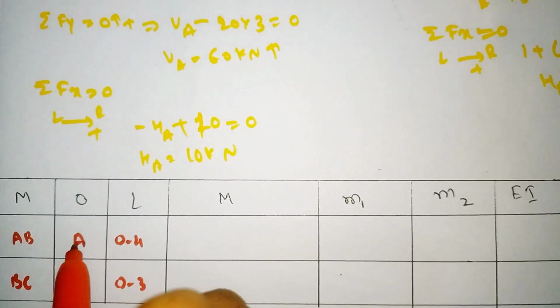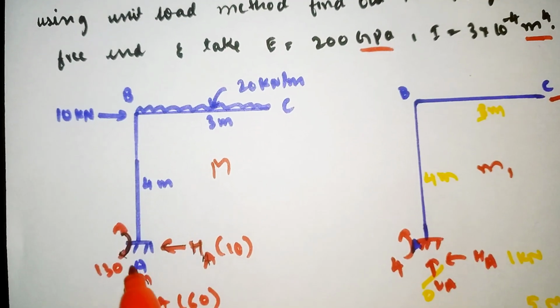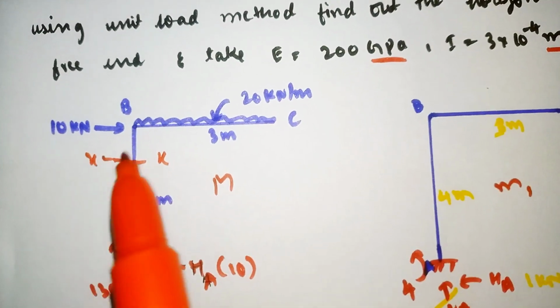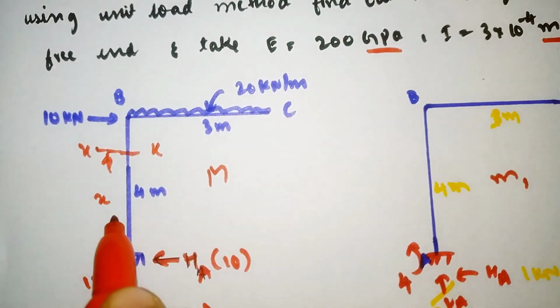X-axis away from the origin A. For the AB member I have taken origin as A. So our section will come here, at a distance of X from the origin.